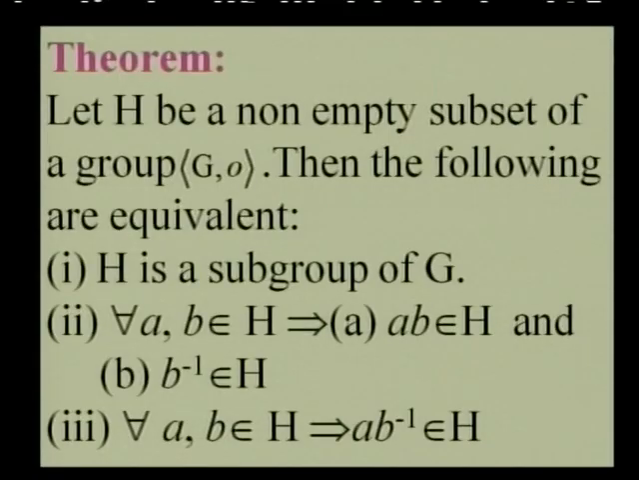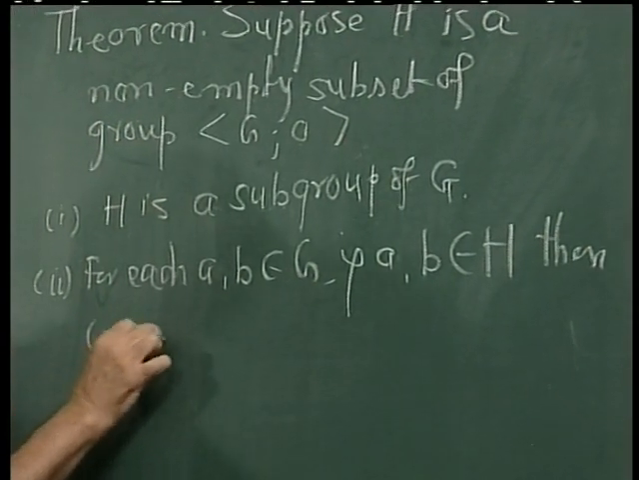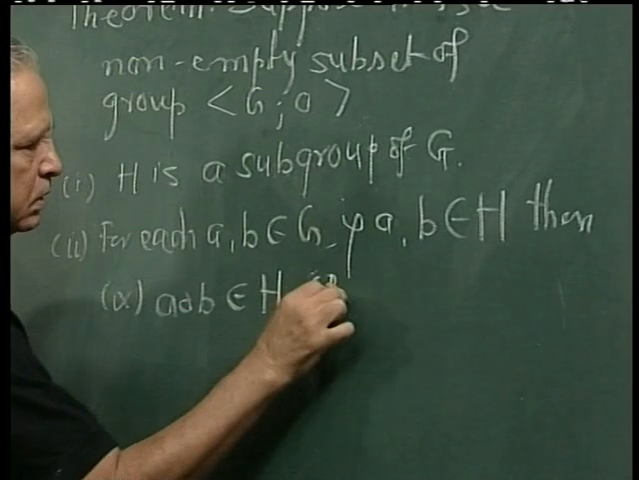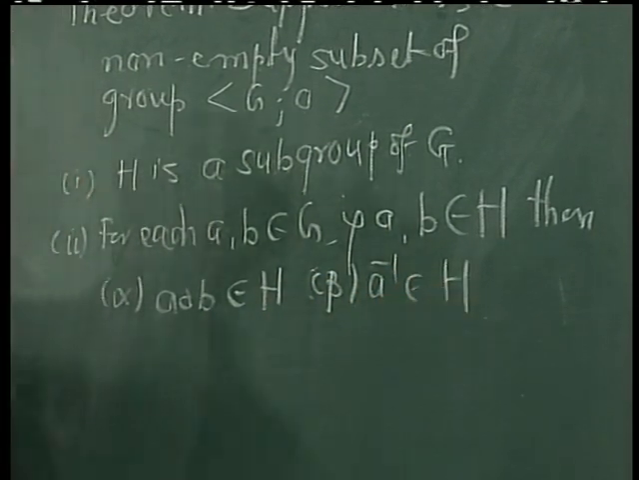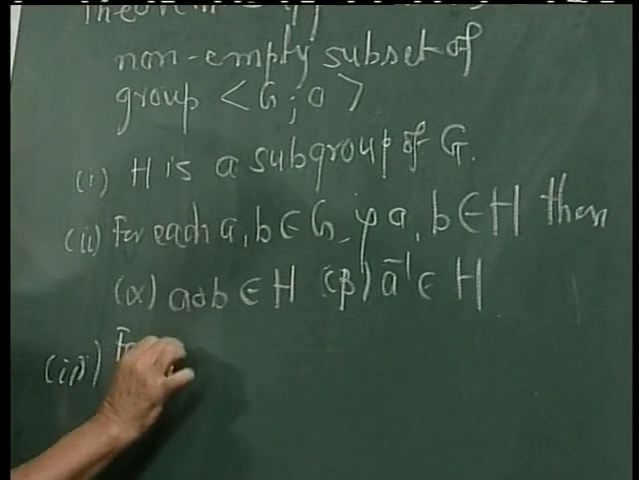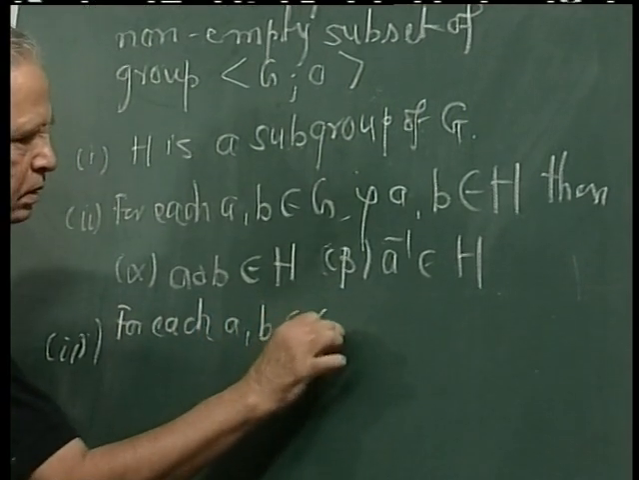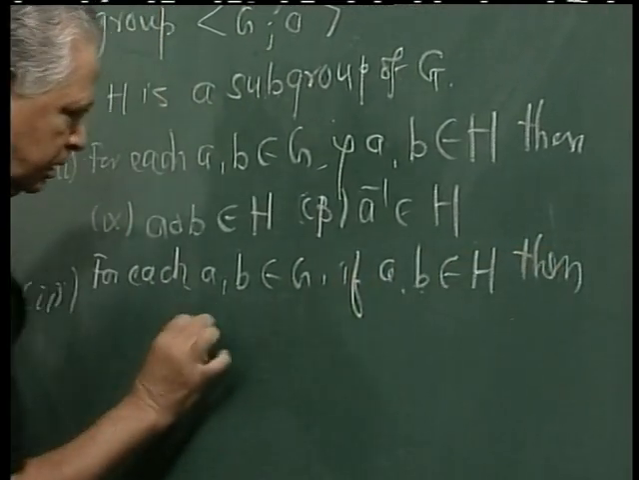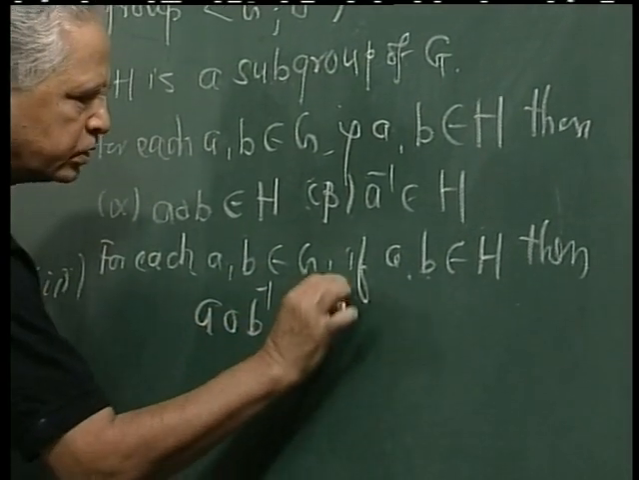Second is, for each elements A and B belonging to G, if A and B belong to H, then the first condition is that A dot B belongs to H, and second, A inverse also belongs to H. And the third equivalent condition is that for each A and B belonging to G, if A and B both belong to H, then the composition A B inverse also belongs to H.